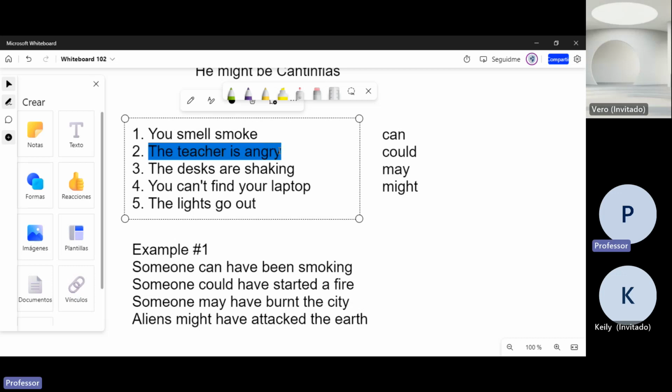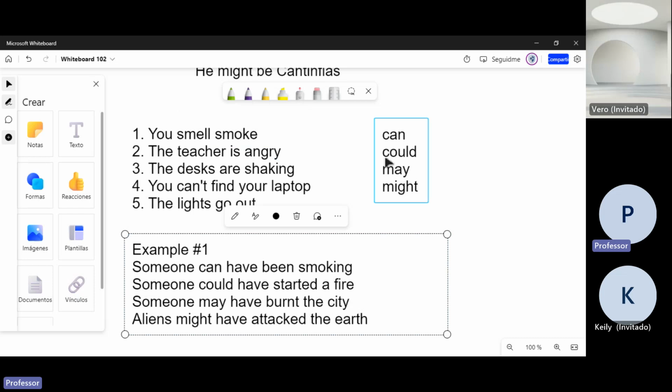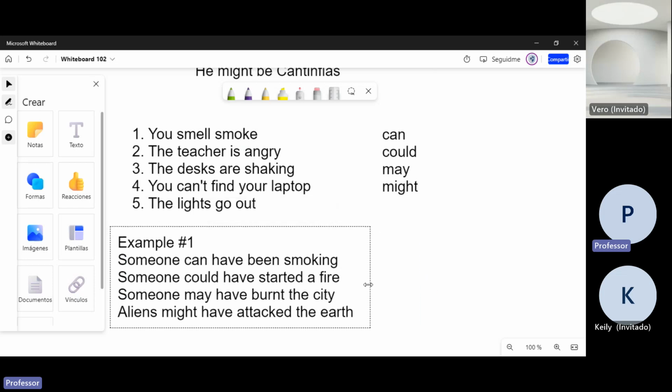So now let's go with the teacher is angry. Four sentences, one with can, could, might, and may. In the past, remember, they are in the past, okay?